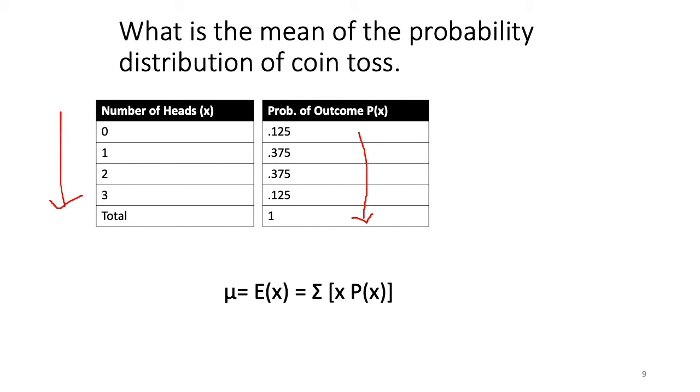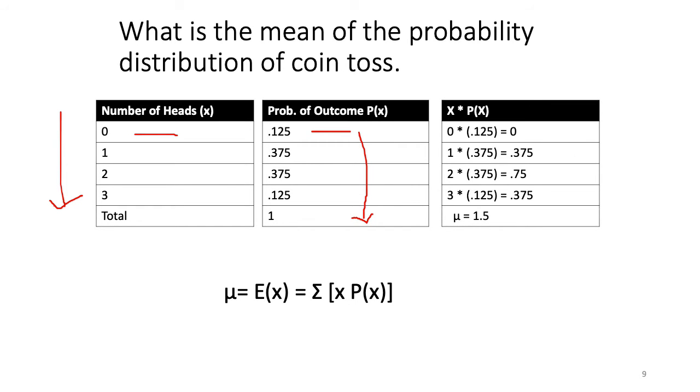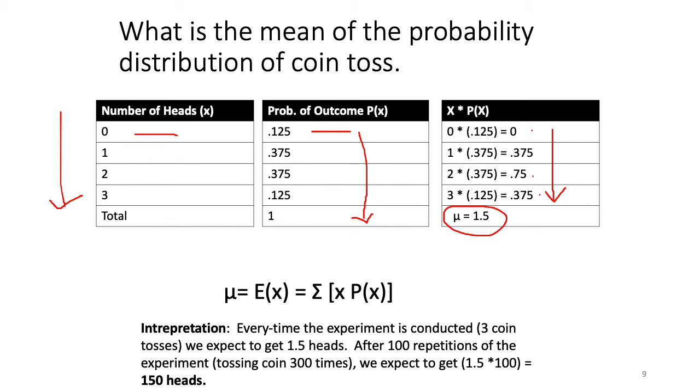Okay, and now we're going to take each outcome x, multiply it by that probability. And notice we get this listing. When we take these values and we add them up, we get the mean. So each x times p of x is then summed, so 0 plus 0.375 plus 0.75 plus 0.375, we get a mean of 1.5. Now how do we interpret this?